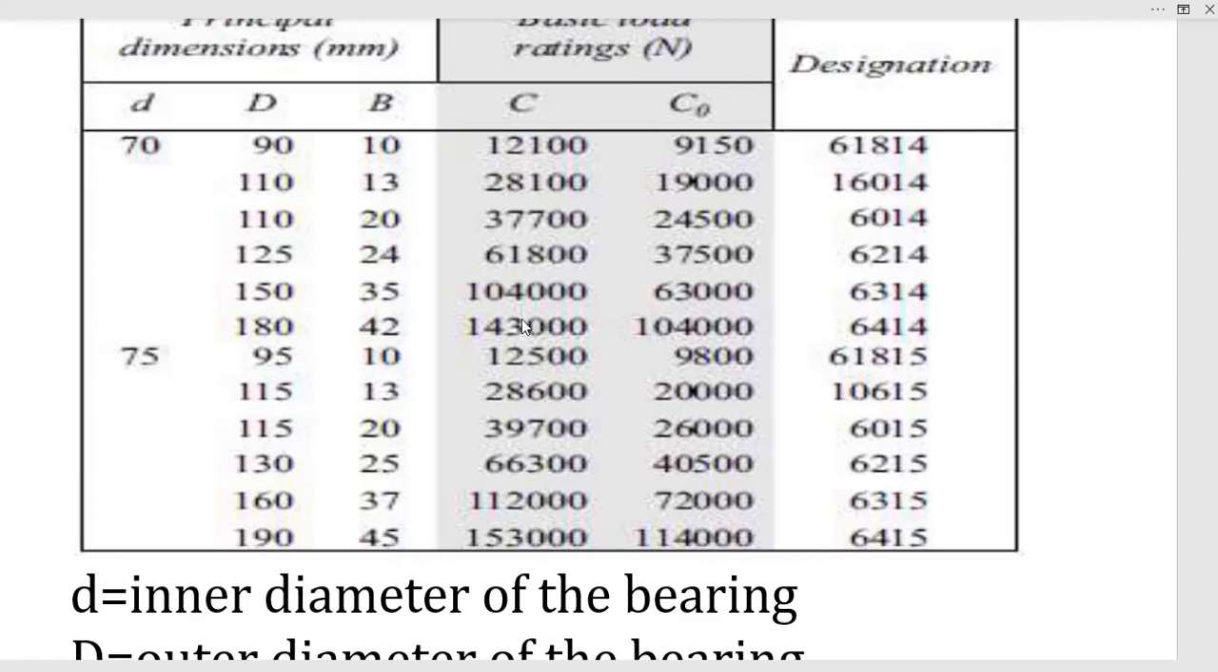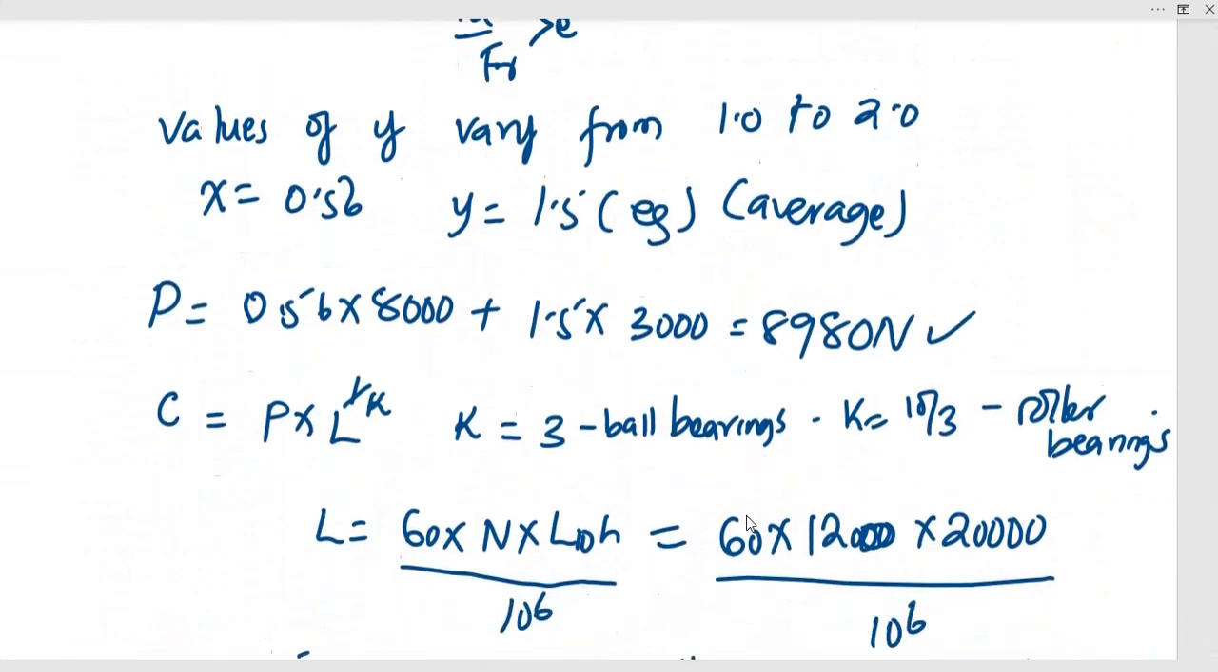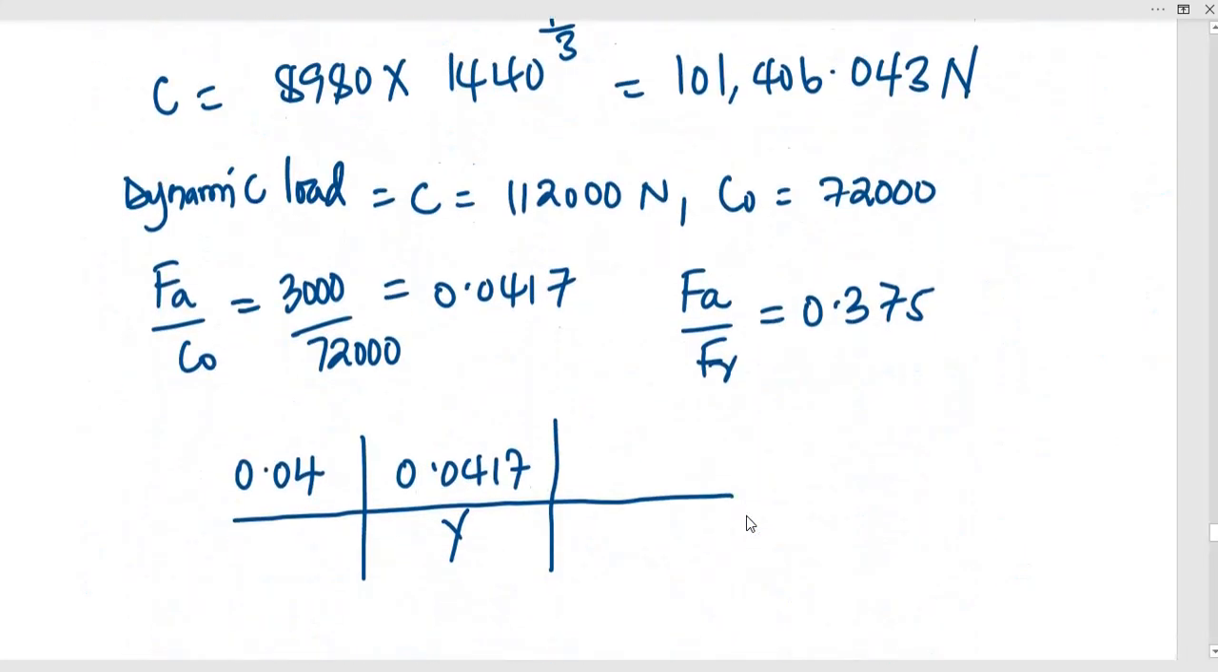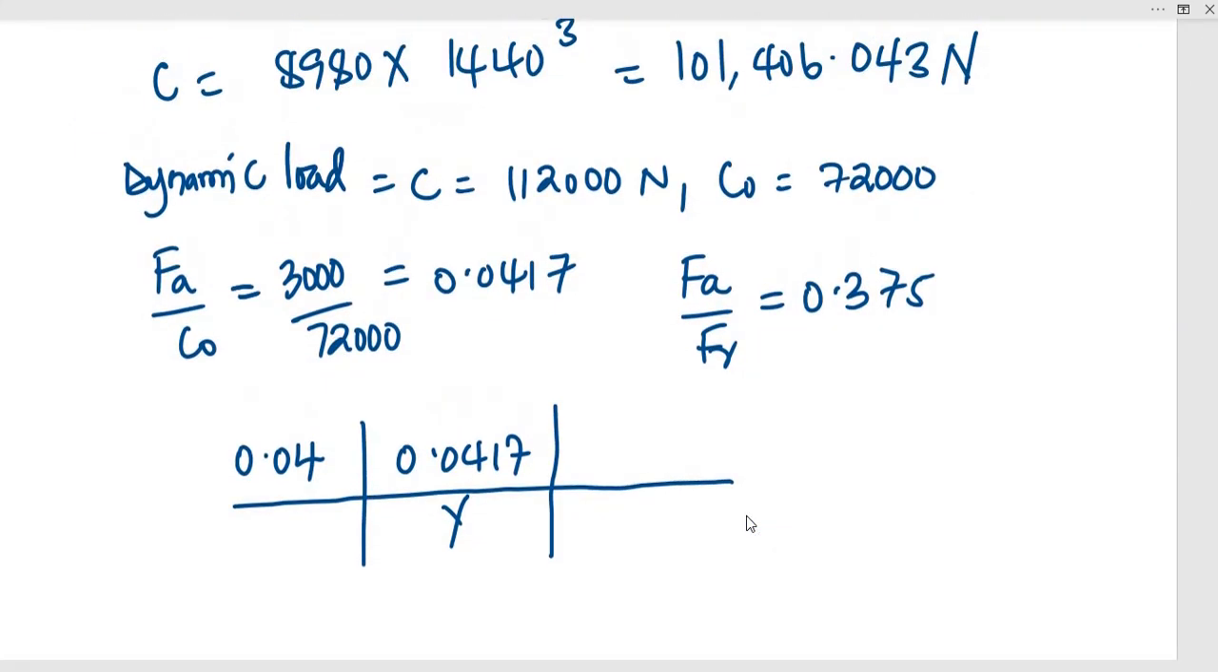Then down there we look at C, which is close to 101,000, and this is 112,000. So we also take the C naught. So we take this and it's C naught. Then we need to calculate FA out of C naught, then FA out of R, and this is 0.375, this is 0.0417.